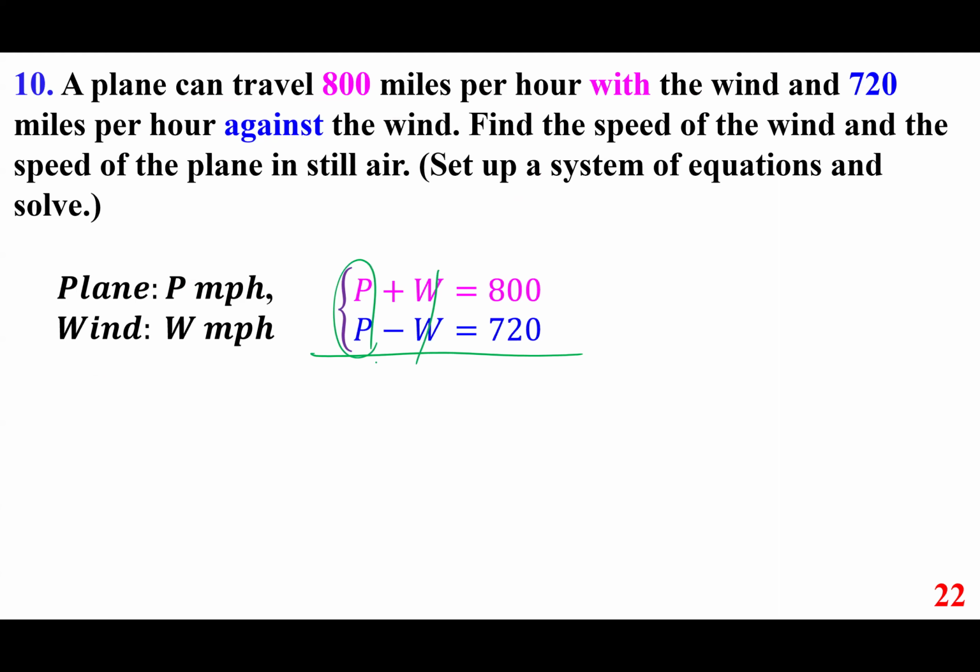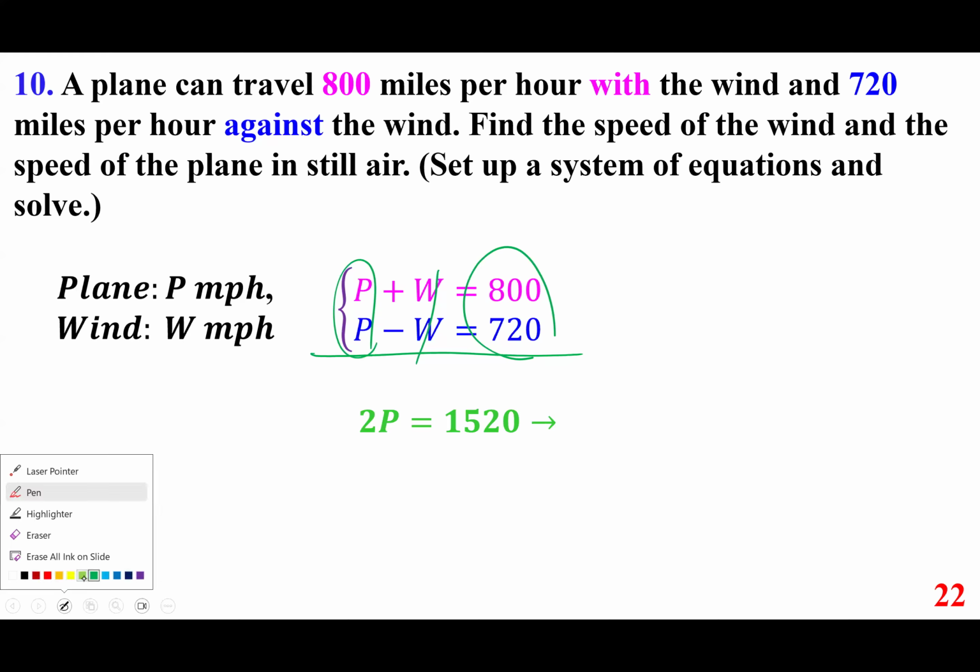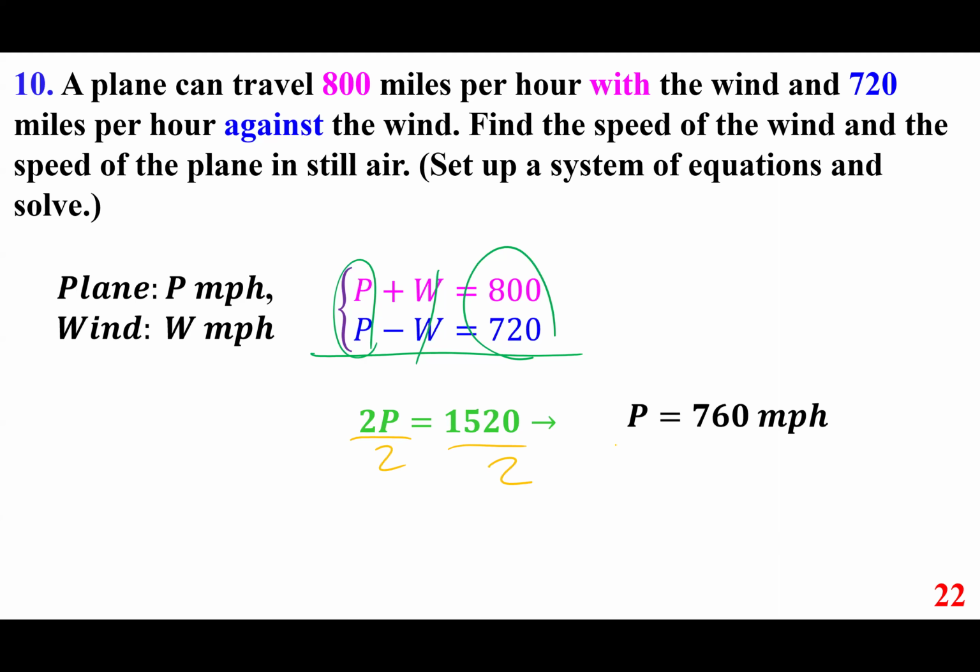Obviously, when we add them up, these two cancel each other. This is 2P. This is 1520. Divide by 2 and you get 760 miles per hour. If P is 760, plus what number is 800? It is 40 miles per hour. You can put it into the second one. Either one gives you the speed of 40 miles per hour. Again, very straightforward.